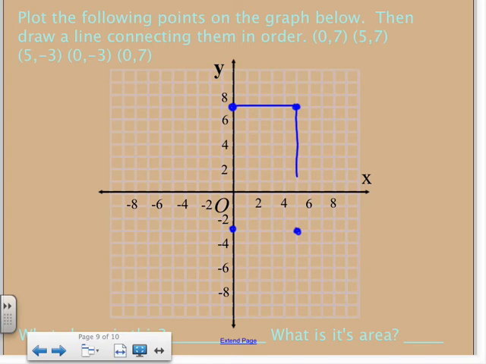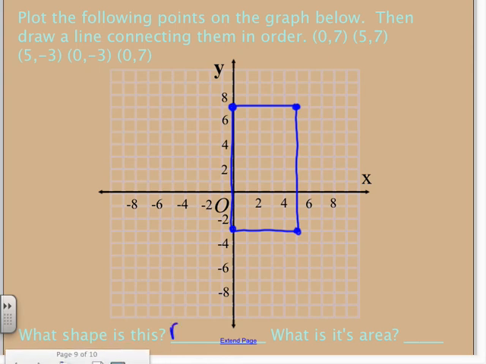So if I connect them in order, I notice I've made a rectangle. So there's your rectangle. And it says, what shape is this? Rectangle. Then it asks for the area. So from here to here, 0 to 5 is 5 units. And then this gets a little more complicated.